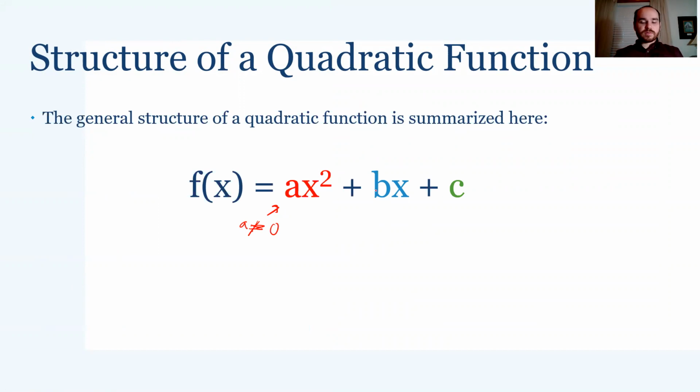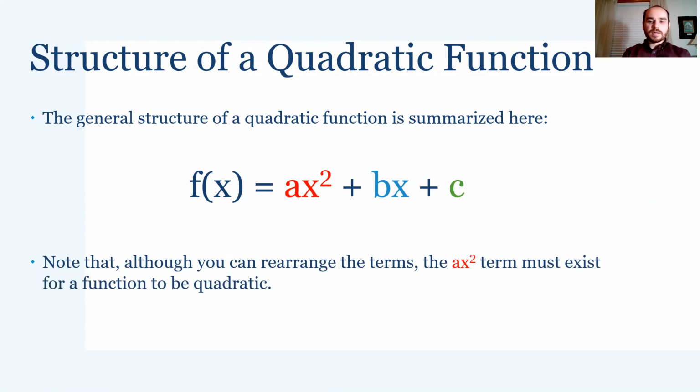You could have 0 for b and 0 for c, so like you could have f of x equals 2x squared. This is still quadratic, or even just f of x equals x squared. Doesn't really matter. These are both quadratic equations, even if they don't have the extra stuff attached. So you can also rearrange the terms, but the ax squared term must exist for a function to be quadratic, so that a can't equal 0. If this is equal to 0, then it doesn't work. You could have potentially like 3x plus 2x squared minus 1. That's still quadratic. It still has the x squared component, so that one's fine.